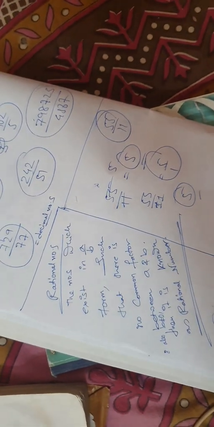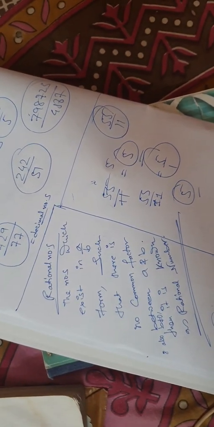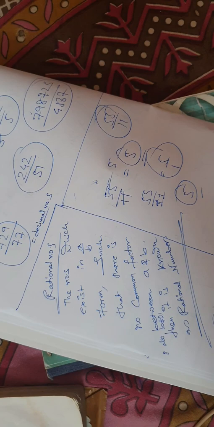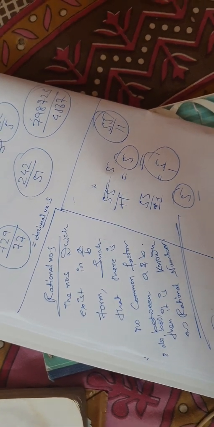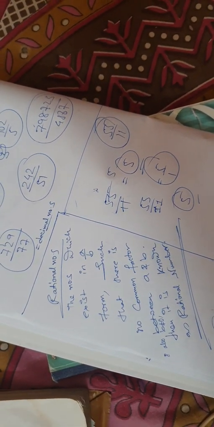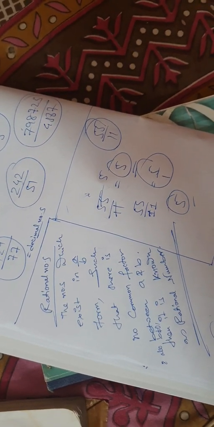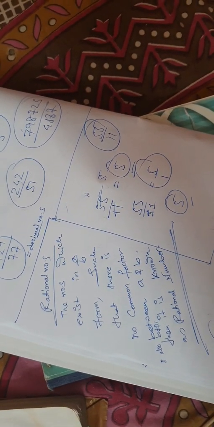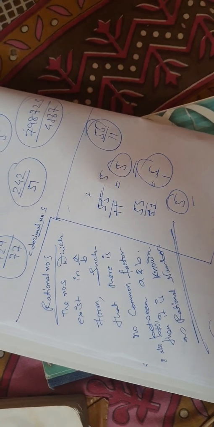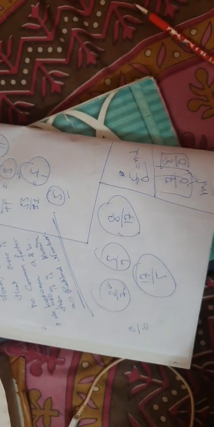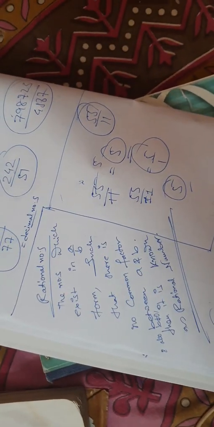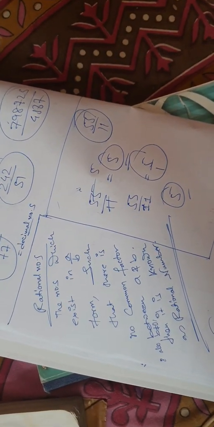So yeah, that is your thing. So this rational number ka definition is very important to memorize and remember. Okay, so you should understand that the definition is very important to memorize and remember, and I hope that you have understood the rational number thing. Okay, that is good that you have understood.